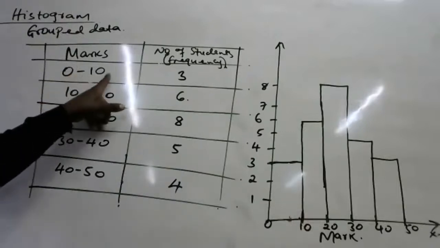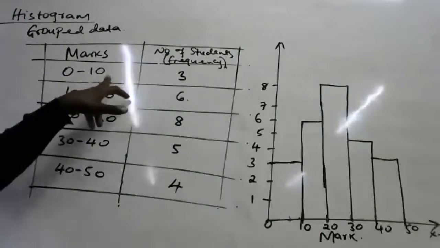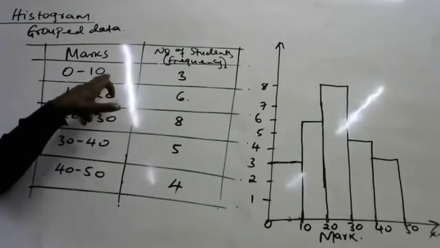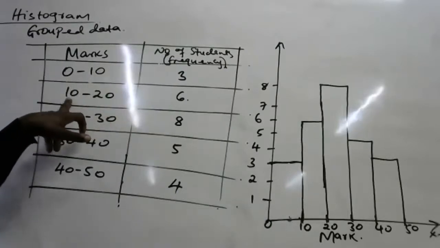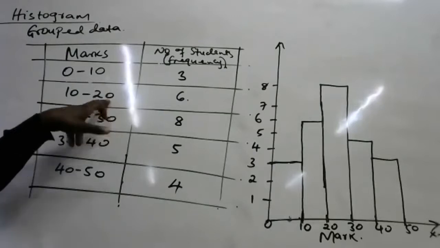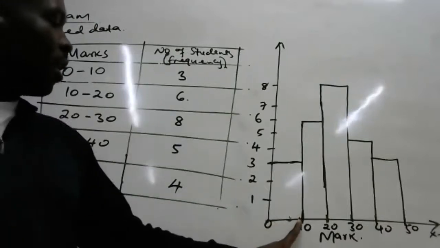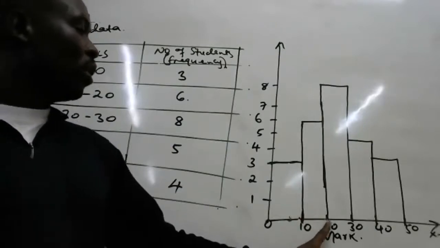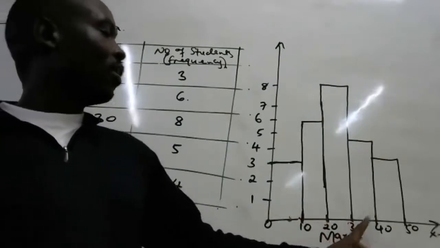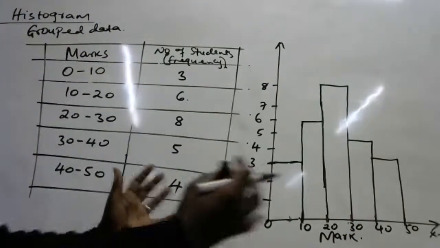It is 0 to 10. For this particular class, the lower limit is 0, the upper limit is 10. The upper limit of this class is the lower limit of the next class. The upper limit for that next class is 20. So where this one ends, from 0 to 10, the other one starts from there, 10 to 20. The other one starts from there, 20 to 30, the other one starts there, 30 to 40. Therefore, at the end of the day, all of these parts are going to be compact.